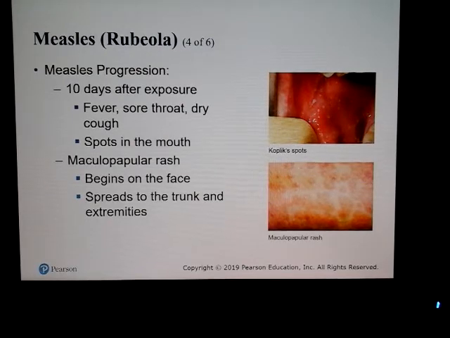So if you take a look at measles, guys, you can have these spots in your mouth called Koplik spots right here.